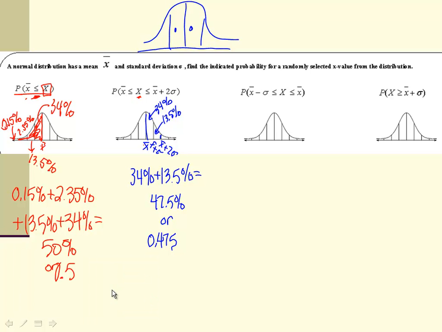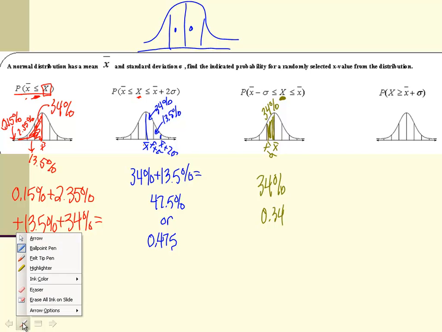For our next one, we want the probability that our value right here in the middle is greater than the mean minus a standard deviation, but less than the mean. So here's my mean, and here is my mean minus a standard deviation. So we're really just looking from here to here. We're looking at this value. So if you look right above, that's 34%. So your answer here is just 34%, or you could write 34/100ths.